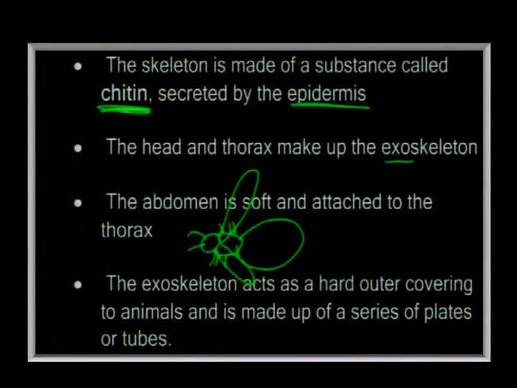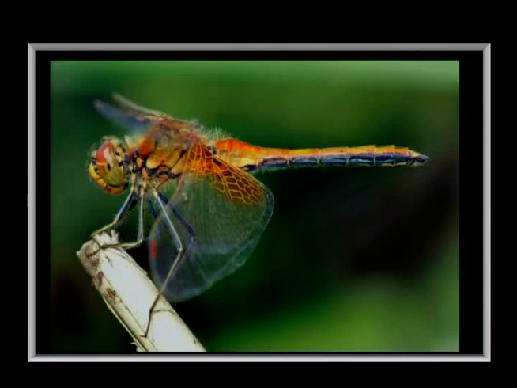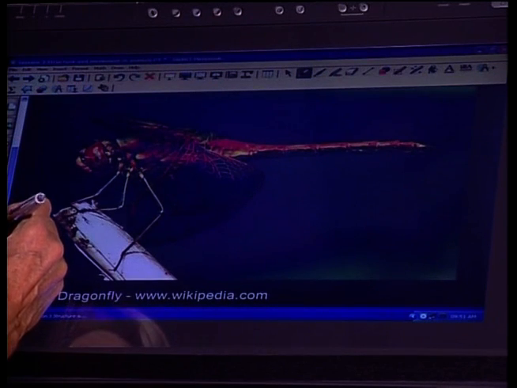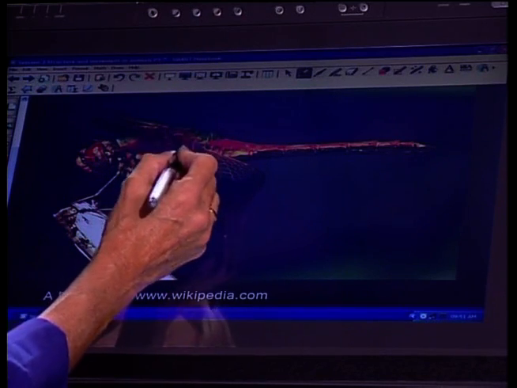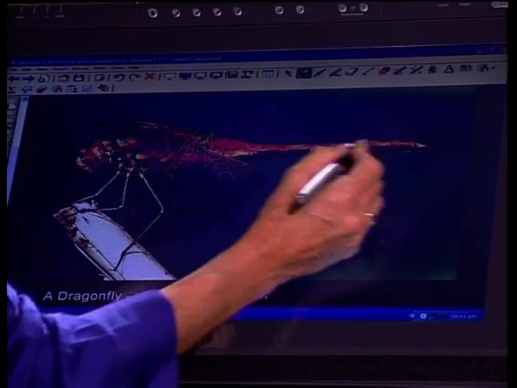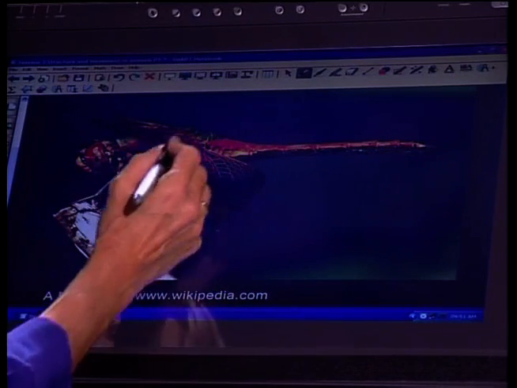The exoskeleton acts as a hard outer covering of the animals and is made up of a series of plates or tubes. Very, very important. Now, if we look at the exoskeleton, here I chose a dragonfly. Dragonflies are absolutely gorgeous. Apart from the fact that they are so colorful, here is a perfect example of where the wings are. And then you've got this abdomen over there. So it's the head, the thorax, and then the abdomen. 3 pairs of legs and the wings. And dragonflies, by the way, are supposed to be good luck. There are a whole bunch of different groups of people that believe a dragonfly is good luck.